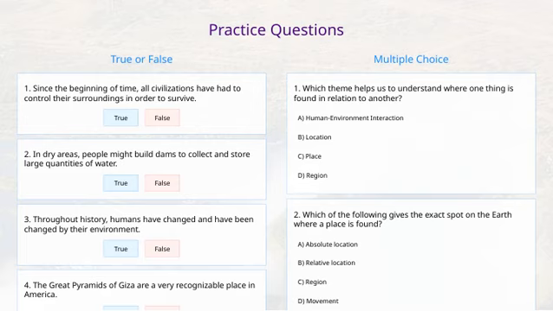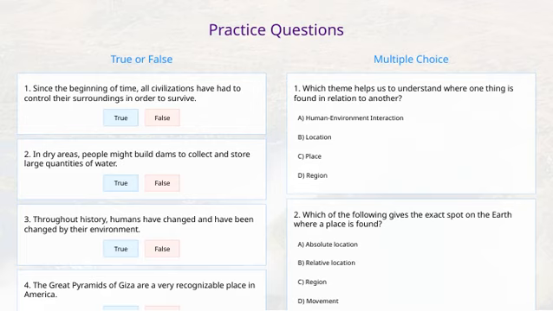Yes, it's true. Next, it says, "In dry areas, people might build dams to collect and store large quantities of water." That makes sense because water is essential, especially in arid regions. Building dams helps store water for drinking, farming, and other needs. So that statement is true.